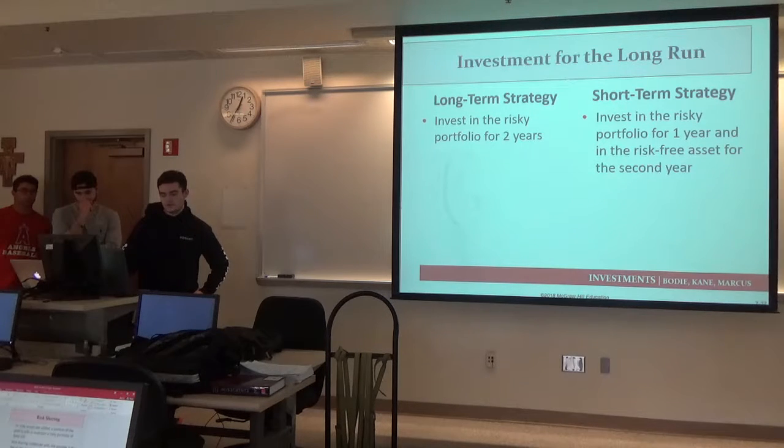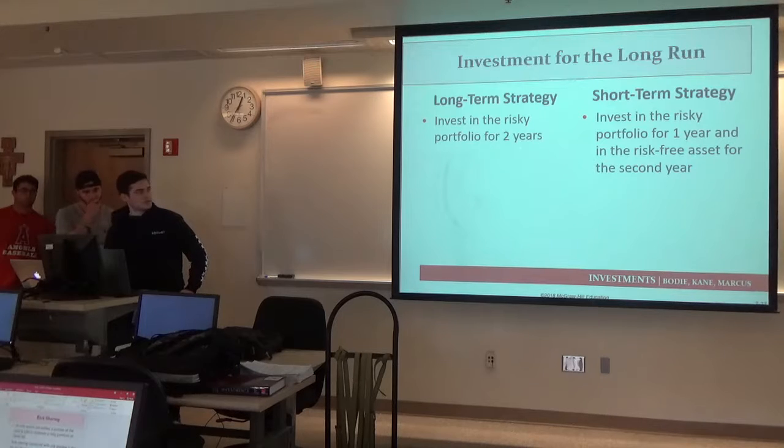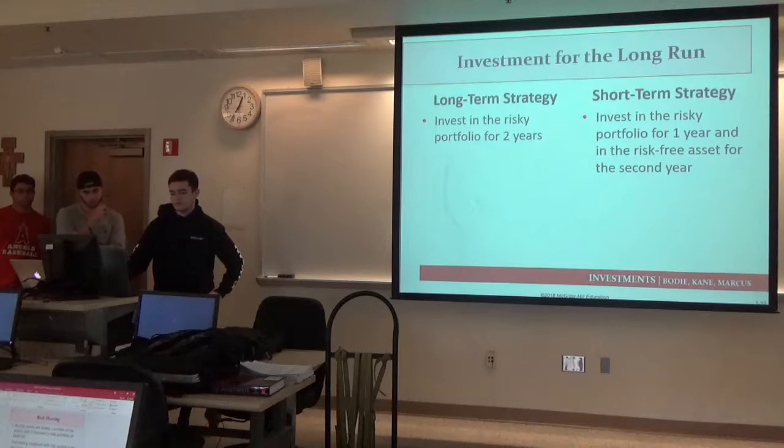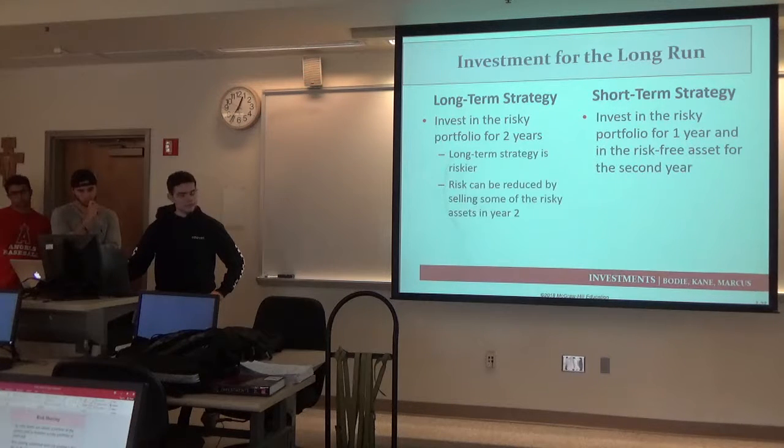So the long-term strategy would be to invest in the risky portfolio for 2 years, and the short-term strategy would be to invest in the risky portfolio for 1 year and in the risk-free asset for the second year. And so long-term is riskier, and it can be reduced by selling some of the risky assets in year 2.